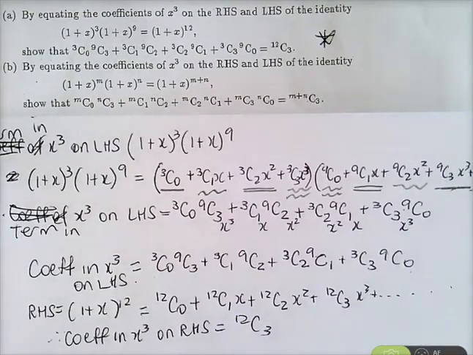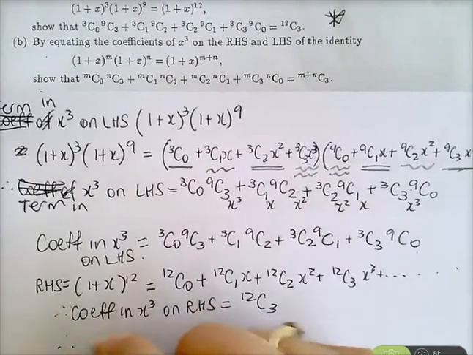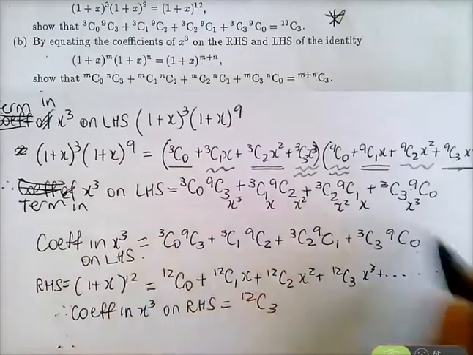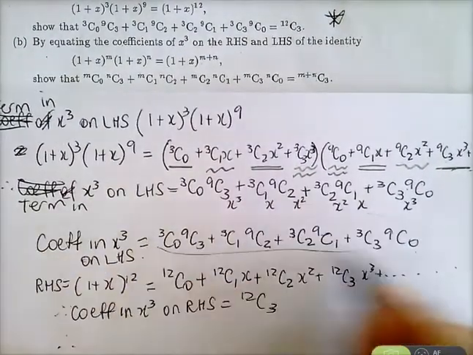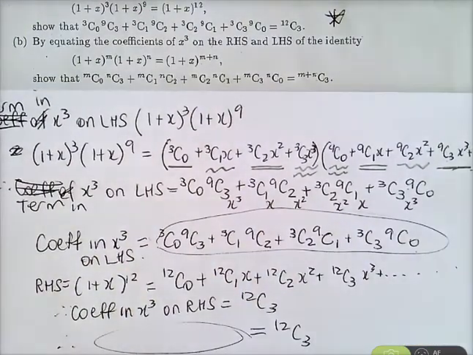So therefore, because the two sides equal each other, the coefficient of the x cubed term would be the same on both sides. Do you? Yeah. Okay. So therefore, write the conclusion. Therefore, what I've circled equals 12c3.